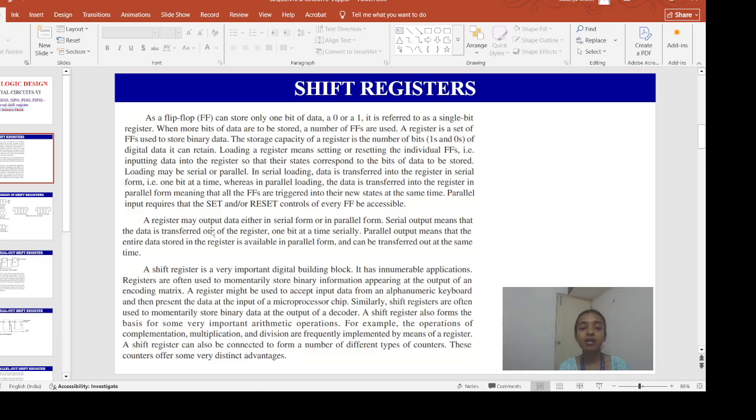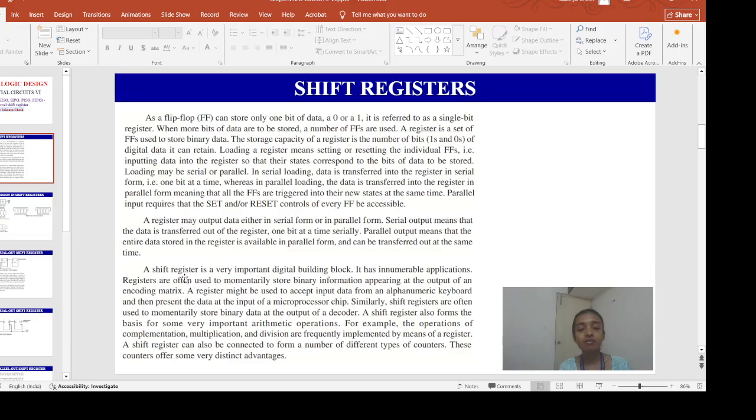A register may output data either in serial form or in parallel form. Serial output means that the data is transferred out of the register one bit at a time, serially, and parallel output means that the entire data stored in the register is available in parallel form and can be transferred out at the same time.